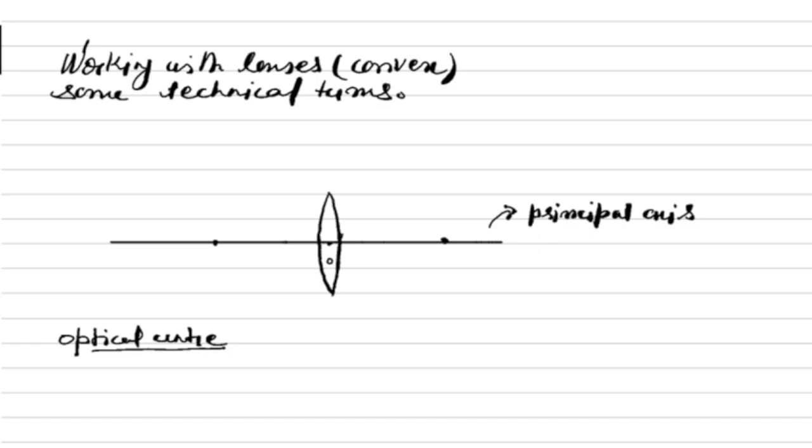Okay, now let's go further. Object, we will generally put an object like this, an arrow. You can use anything, but generally in our textbook we use an arrow.